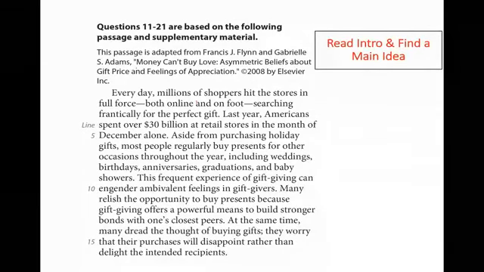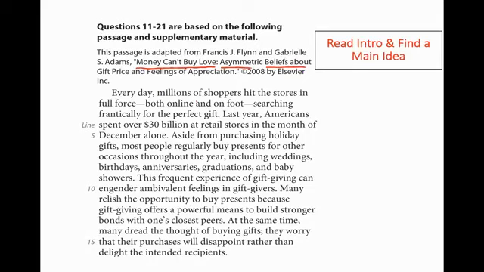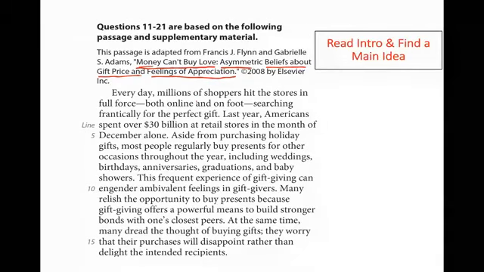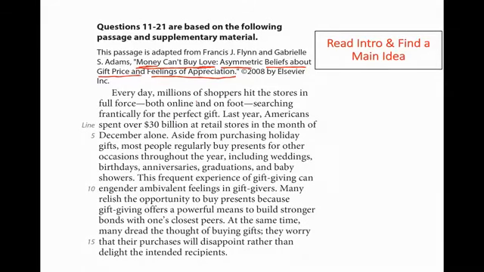But really what I want to focus on here is this title, Money Can't Buy Love, Asymmetric Beliefs About Gift Price and Feelings of Appreciation. Now, right away, this has something to do with money, but that money can't buy love, so something to do with love or affection or admiration. And it says asymmetric beliefs. Now, this might be a challenging word, but if you remember from math, symmetry means it's the same on both sides, right? You have the same picture on both sides of a line.